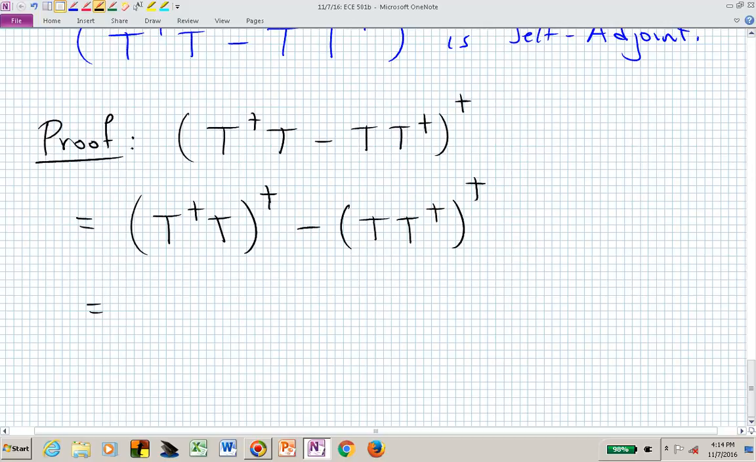Now, what happens when I have two operators and I take their adjoint, in terms of their orientation or their relationship with each other? They interchange places. So now, in terms of the first piece, if I take the adjoint of T dagger T, I really have the second term adjointed, which was T, and then I take the first term, which was T dagger, and adjoint that.